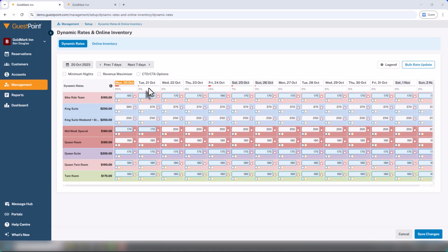So to ensure that we don't pre-sell Saturday and Sunday night, we can put a close to arrival on Saturday and Sunday. This means that people can still book Saturday and Sunday night, but they would need to also be staying Friday or Thursday, or even earlier on the Wednesday or the Tuesday, for example. So it means that we can ensure we're maximizing the occupancy at our property.